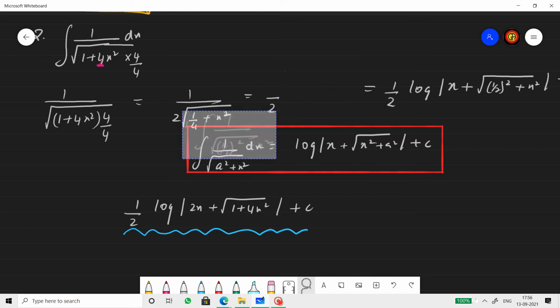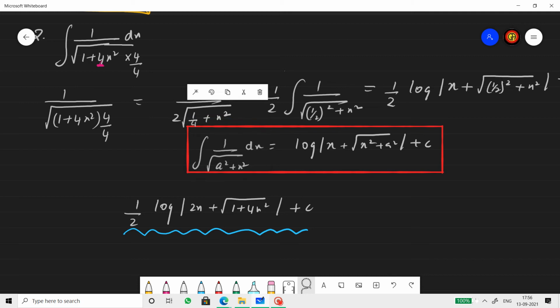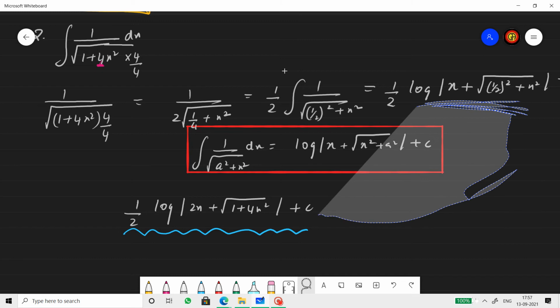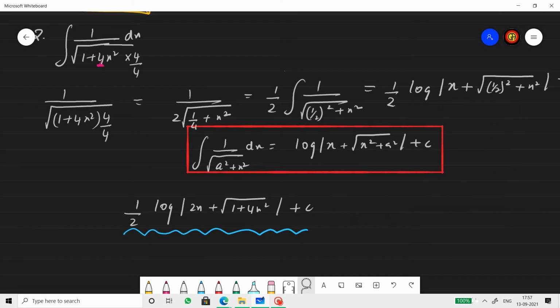Now in the place of a, we substitute half. In the place of x, we substitute x. So with this, we get this. Now, if you check your book back answer, that will be slightly different. The book back answer would have been this, and this is what we get. Now, for that, a little more simplification.